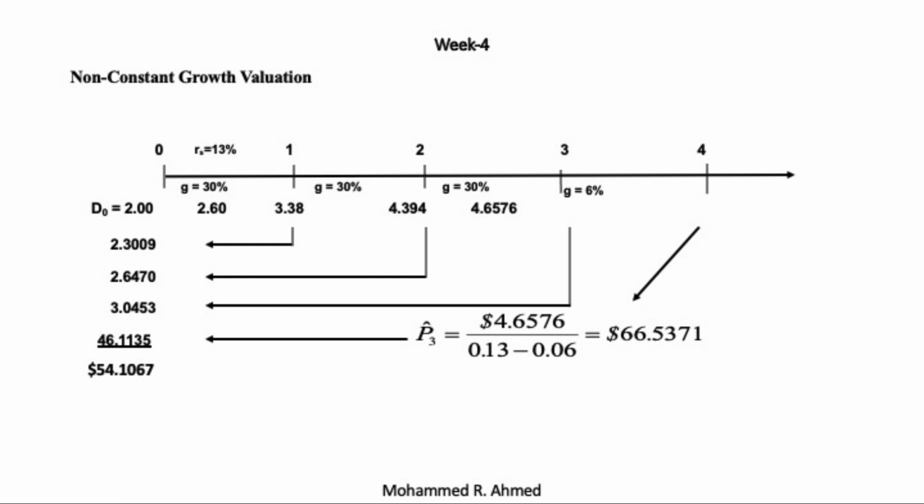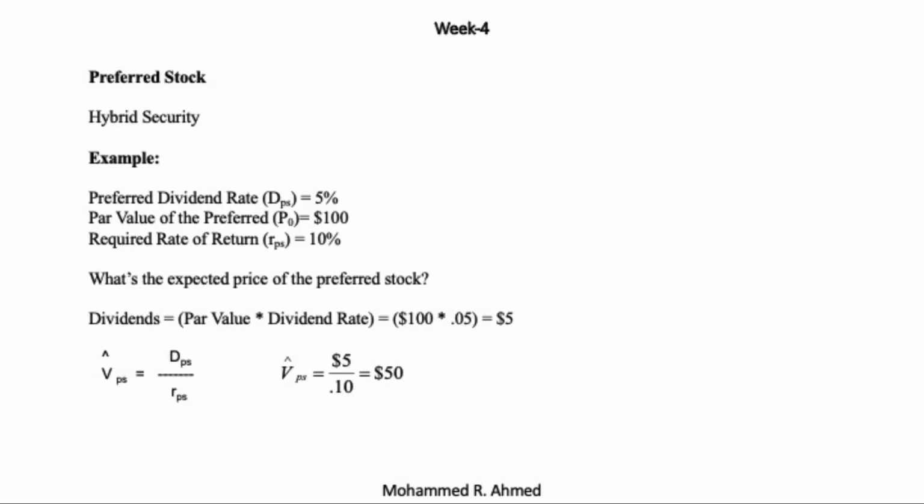When you sum that up, it gives us 54.1067, which is $54.11. So the fair value of the stock is $54.11, assuming that the company is going to go through 3 years of non-constant growth and then start the normal constant growth at the end of year 3. Next, we are going to learn about the preferred stock valuation.